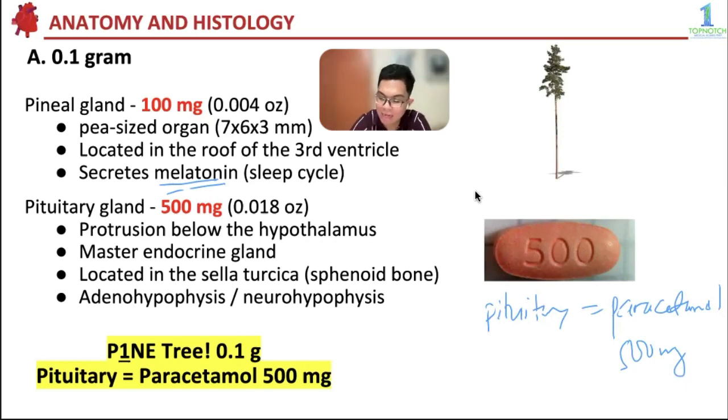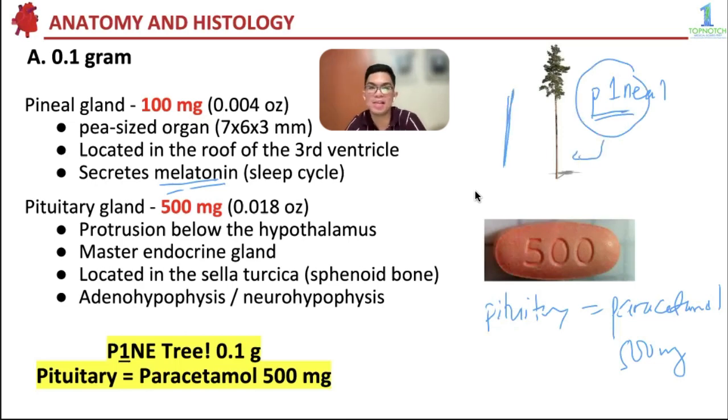Because this is the pineal gland. It has a number 1, right? Pineal, and pine sounds like pine tree. Isn't the pine tree tall and thin? So it looks like a number 1 too. So that's how I remembered it. Pineal gland, 0.1 grams. Your paracetamol is 0.5 grams. Okay? 0.1 grams, 0.5 grams. So I hope that also helps you, because for me, it stuck with me ever since first year med.